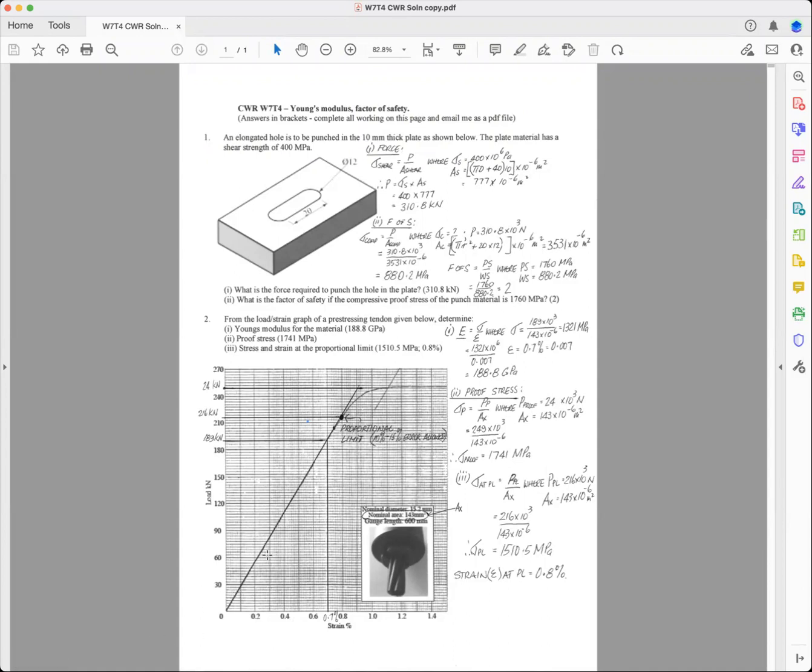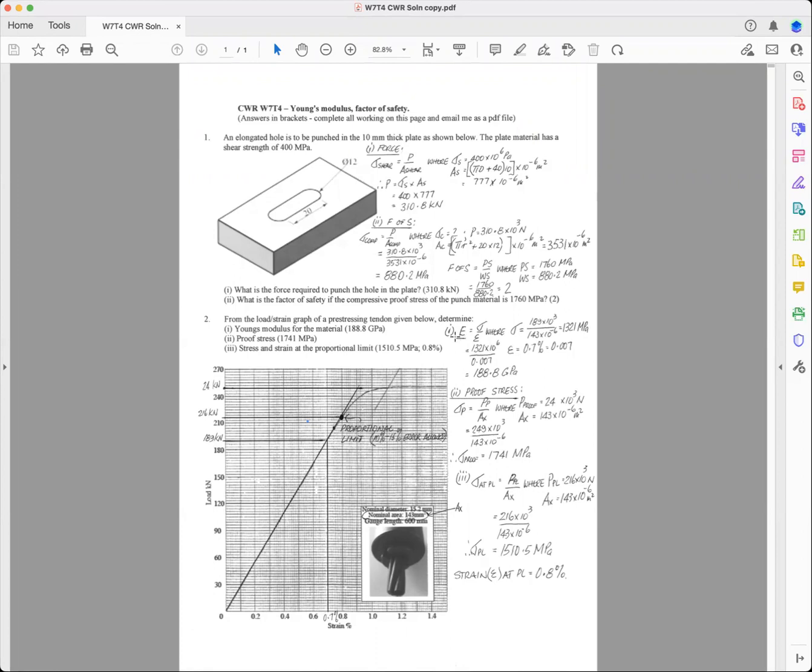And so remember, you can't just use that value there. You can't say it's 189 kilonewtons over 0.7. You can select anywhere along this straight line to get Young's modulus. You can't say 189 kilonewtons over 0.7. It's got to be 189 times 10 cubed divided by 143 times 10 to the 6 divided by 0.007. So let's have a look at it up here.